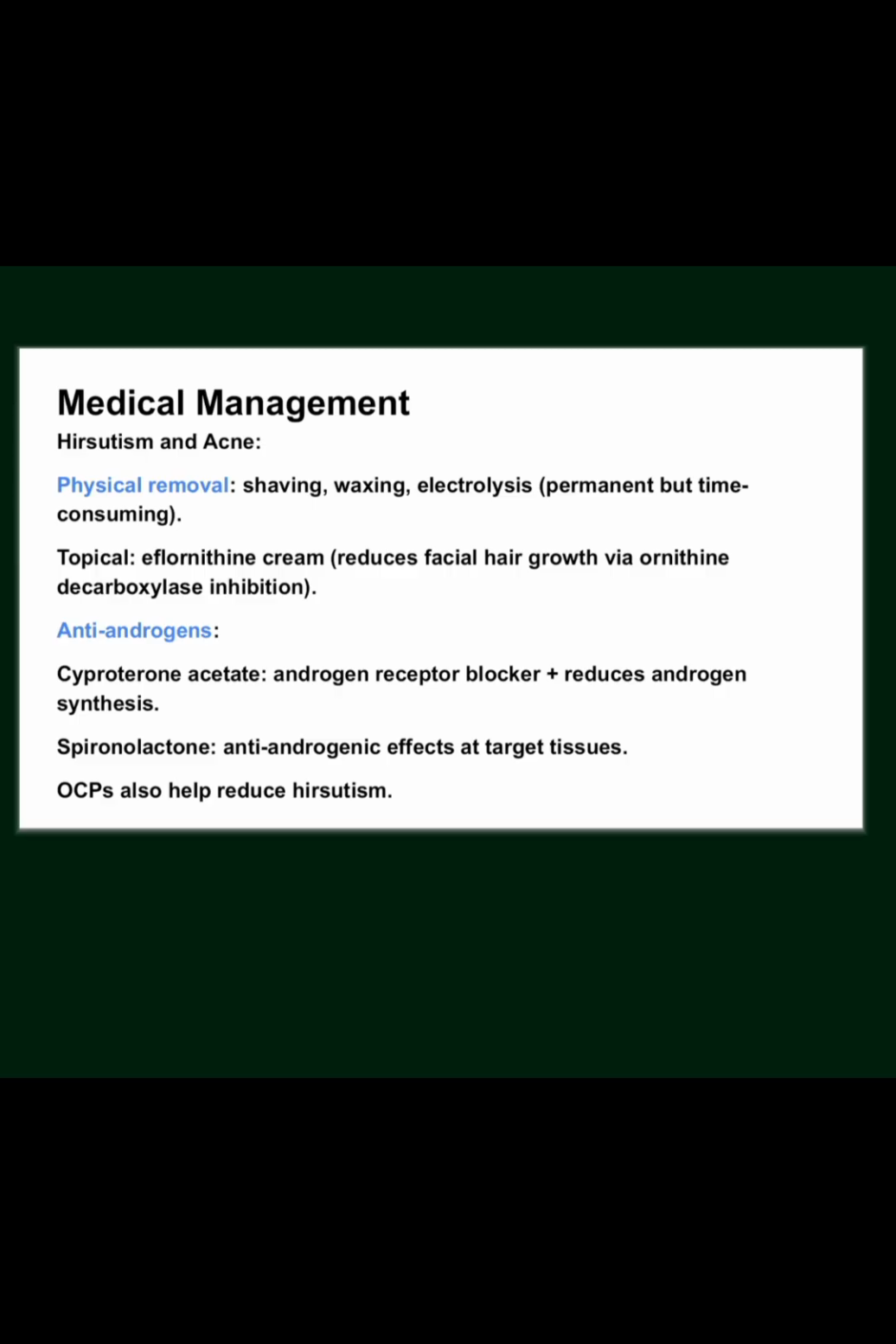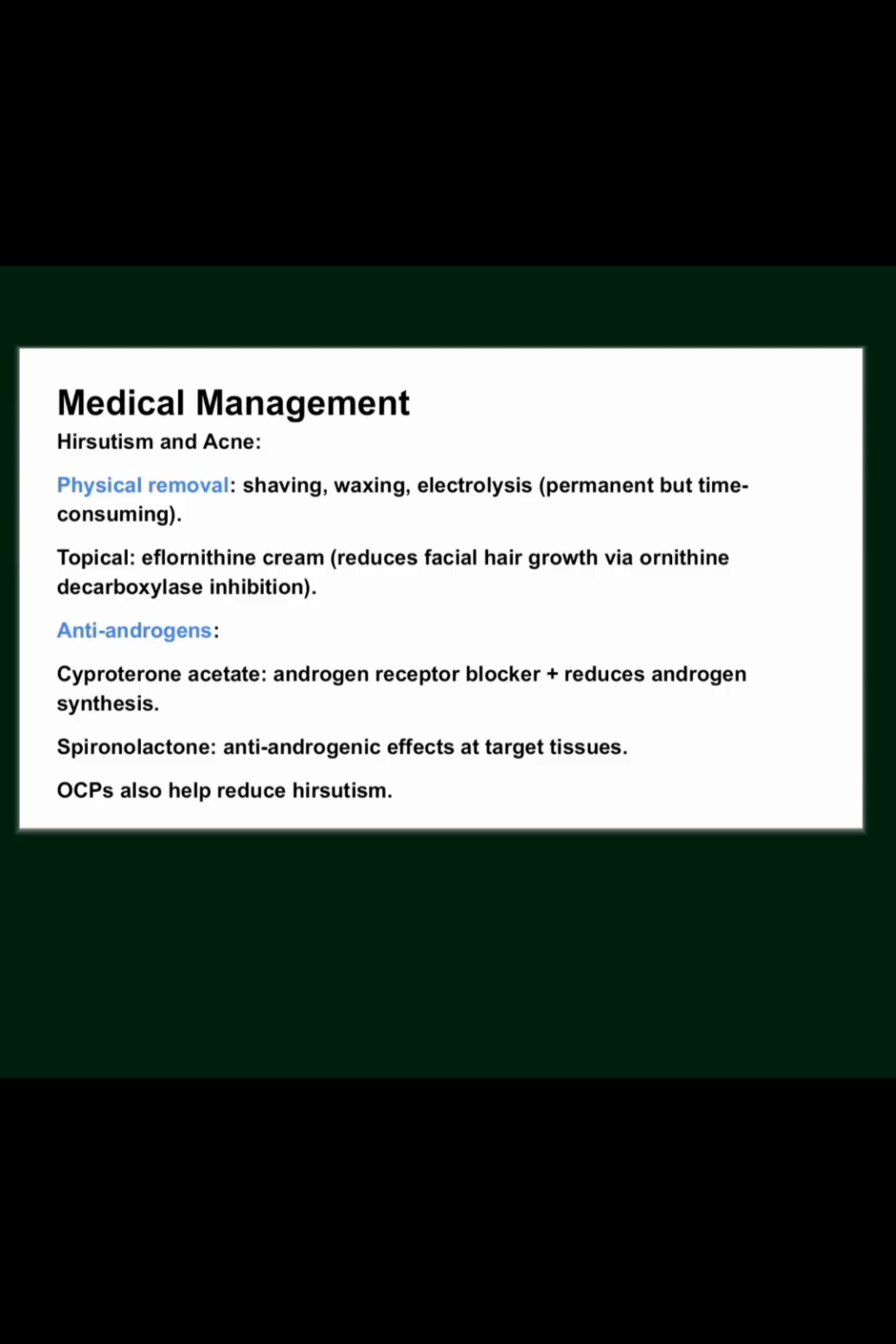We can do a physical removal such as shaving, waxing, electrolysis, and laser removal. Okay. So the other topical ointments, we can put them creams such as eflornithine, which reduces facial hair growth via ornithine decarboxylase inhibition. We can also put them on anti-androgens such as cyproterone acetate, which is just an androgen receptor blocker, which reduces androgen synthesis. Okay. We also need to put them on spironolactone, which has been shown to have anti-androgenic effects at target tissues.